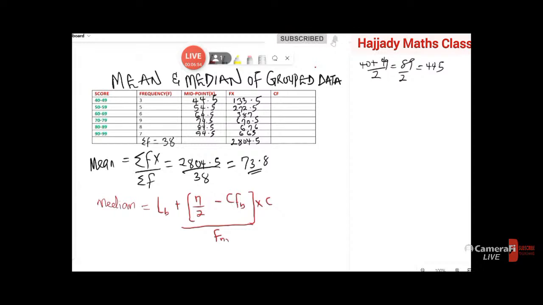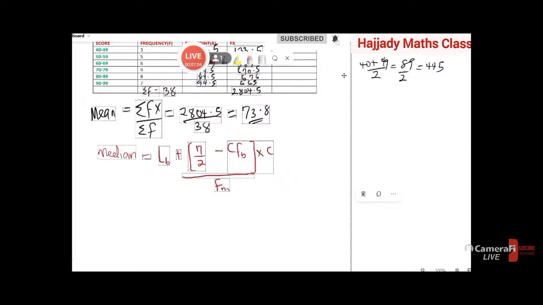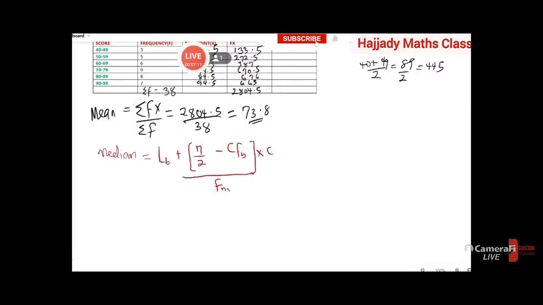Now I'm going to say the meaning of all this. Here we have that our LB, L subscript B, is the lower limit of the median class.